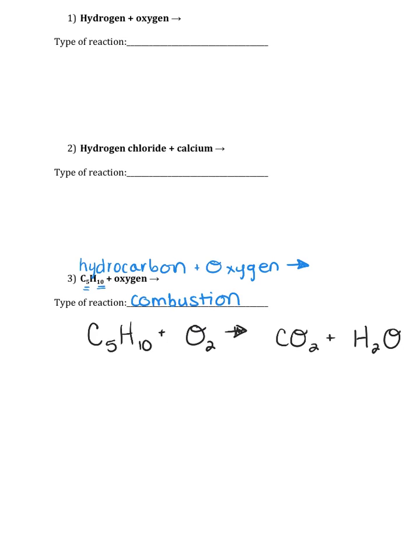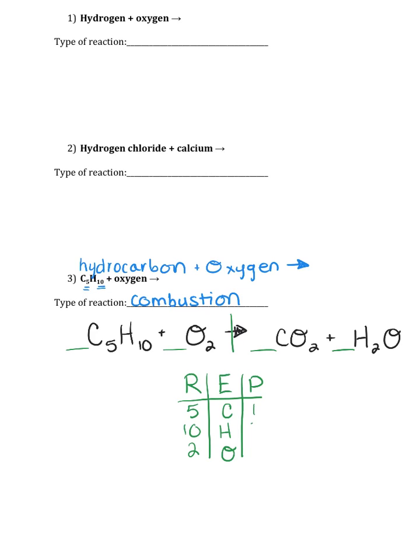Really what we need to focus on with these is the balancing portion of them. So when we go ahead and make our RICE chart for these, we have carbon, hydrogen, and oxygen. On the reactant side, we have 5 carbon, 10 hydrogen, and 2 oxygen. On the product side, we have 1 carbon, 2 hydrogen. Now, don't forget that you have oxygen in 2 different compounds on your product side, so we need to count both of those. So we're going to have 3 total oxygen over there.